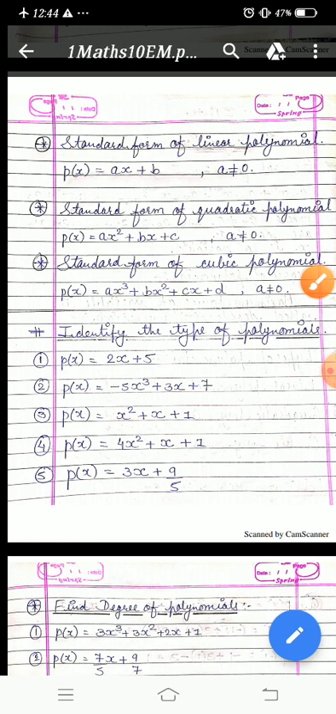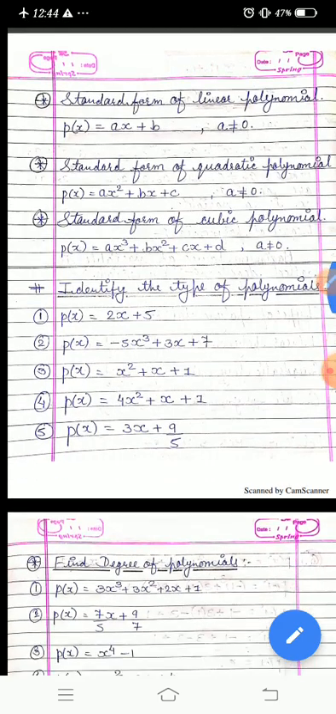Now question number 4 and question number 5 you need to do by yourself. It is very easy, right? So this was the second topic, identify the type of polynomial.